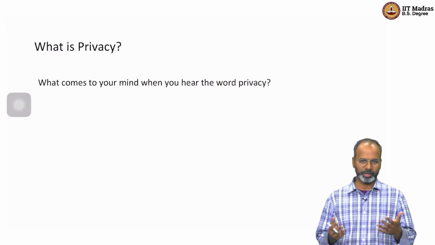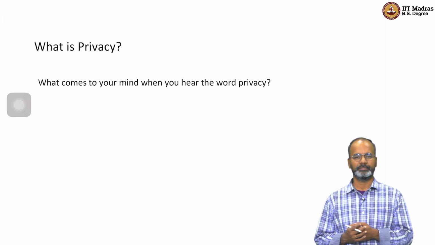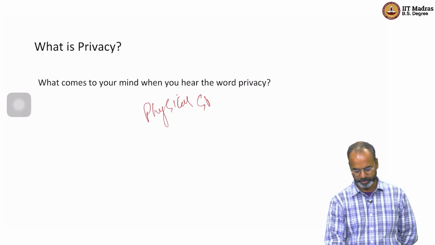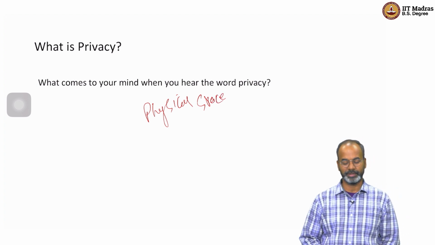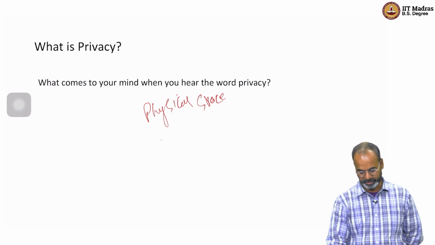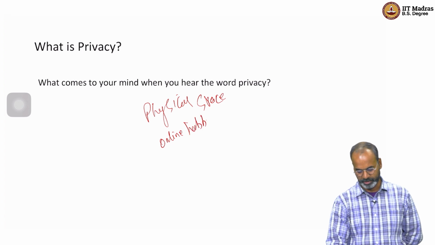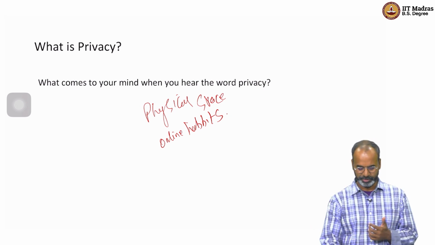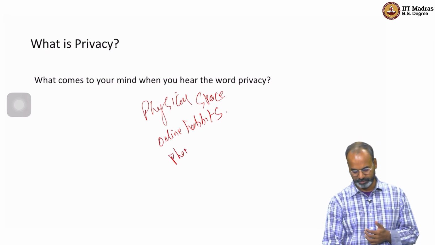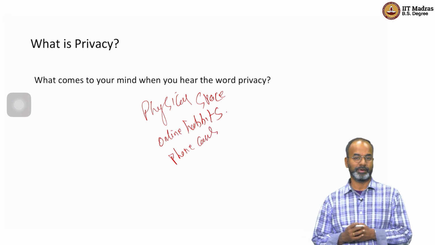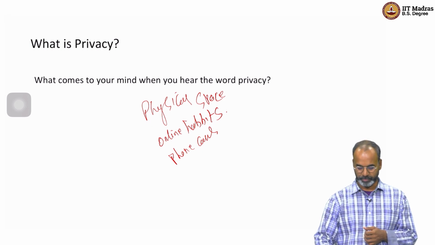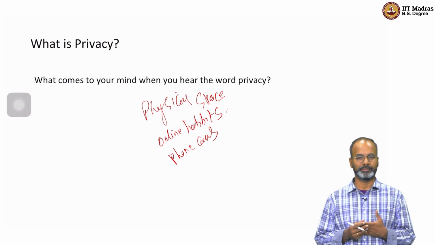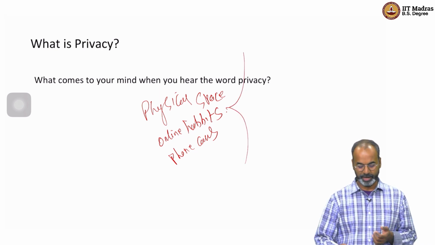Pause the video and think of what are the words that come to your mind when you think of privacy. If you think about it, probably you can think of my physical space, the one that you're sitting in now and listening to this lecture, or my online habits. Maybe you want or don't want people to know that you're watching this NPTEL video, or your phone calls being tracked or not being tracked. So there are many more: physical privacy, online privacy, telecommunication privacy.